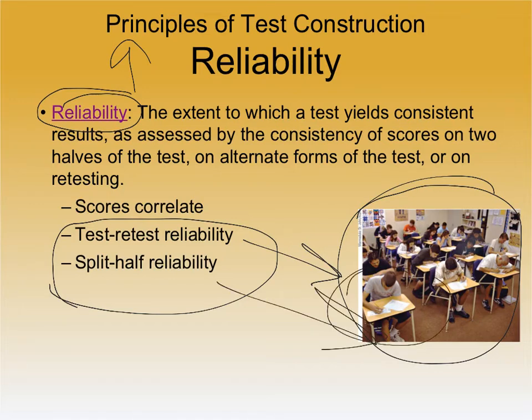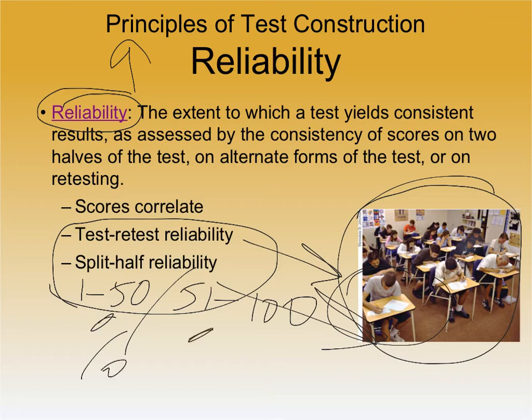Let's look at this kid. Let's take the 100-question test. Is his score on questions 1 through 50 the same as his score on 51 through 100? If he's the same percentage for both, we would say it has high split-half reliability. You also could do split-half reliability by separating the even and the odd questions and calculating an average of both of those.